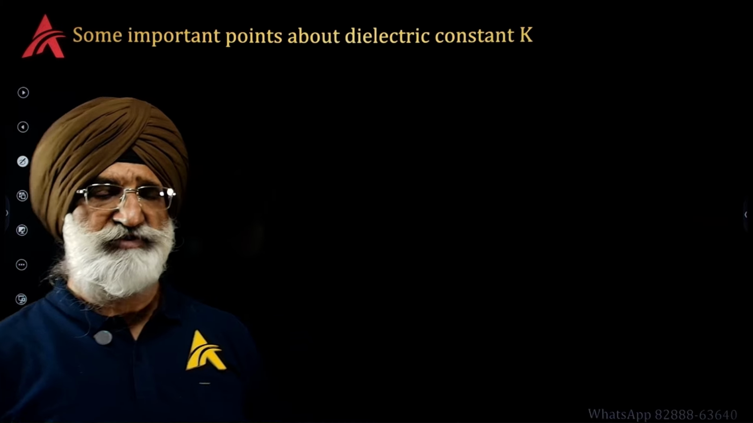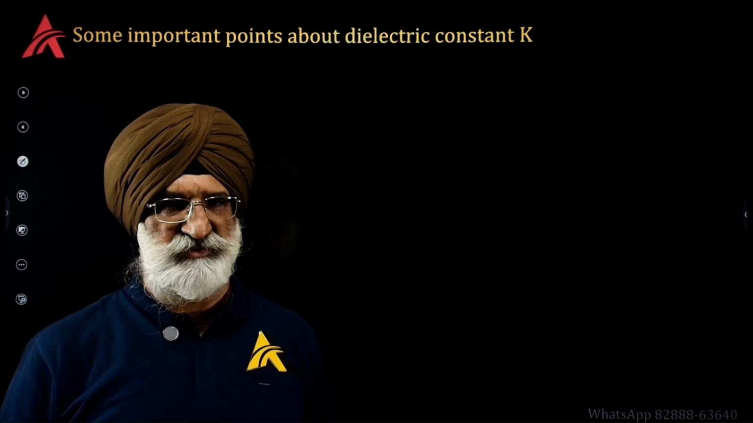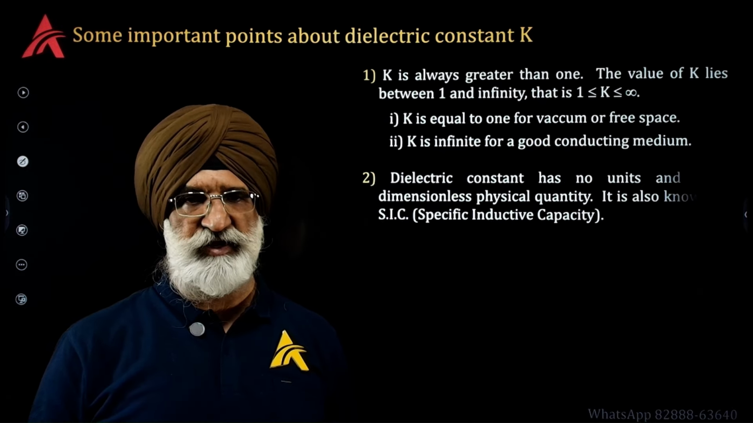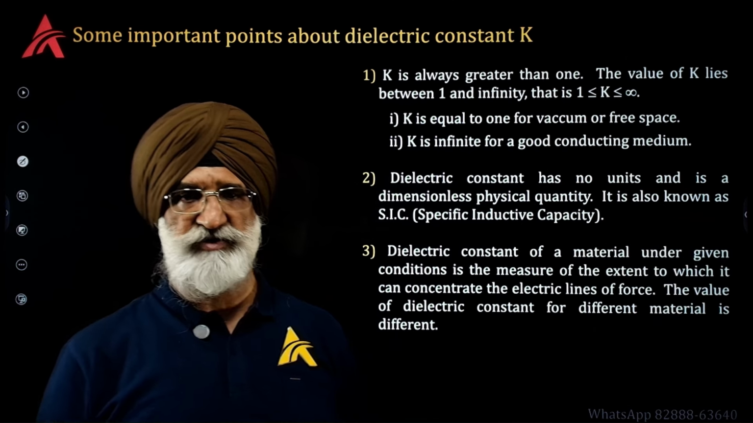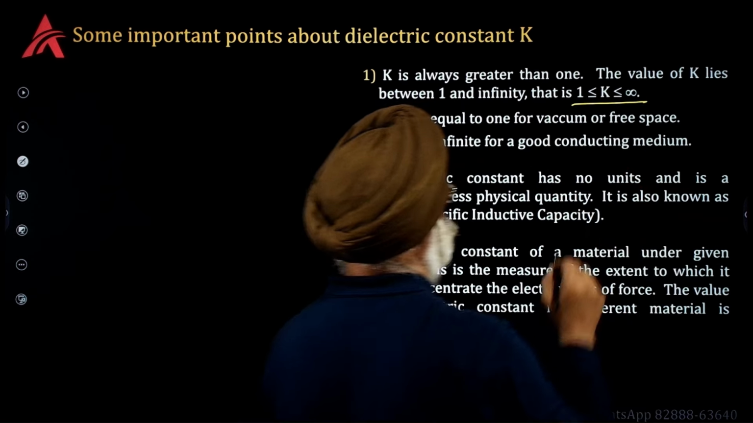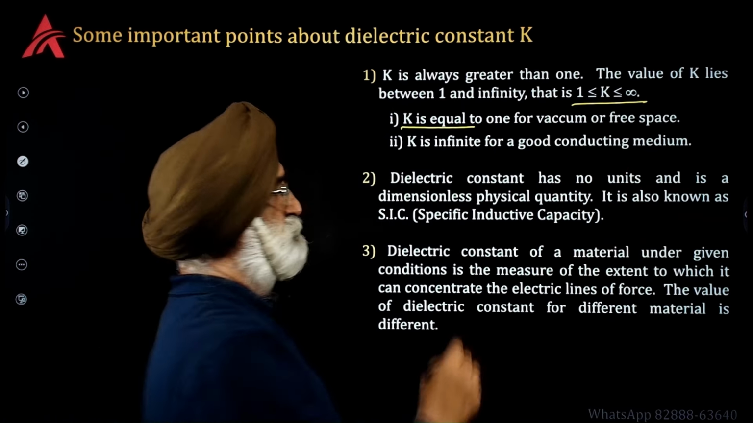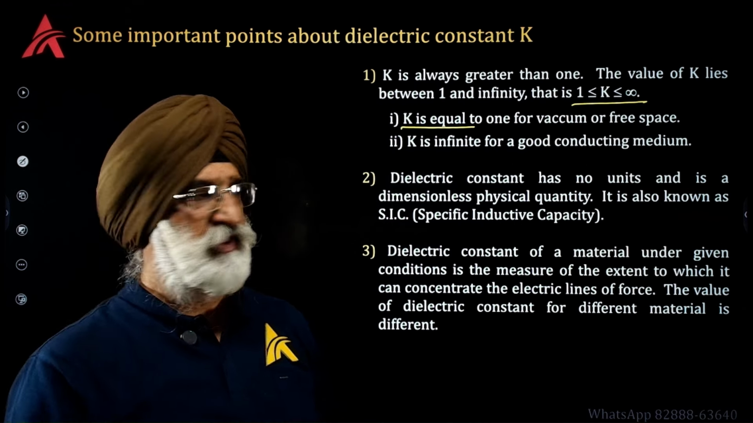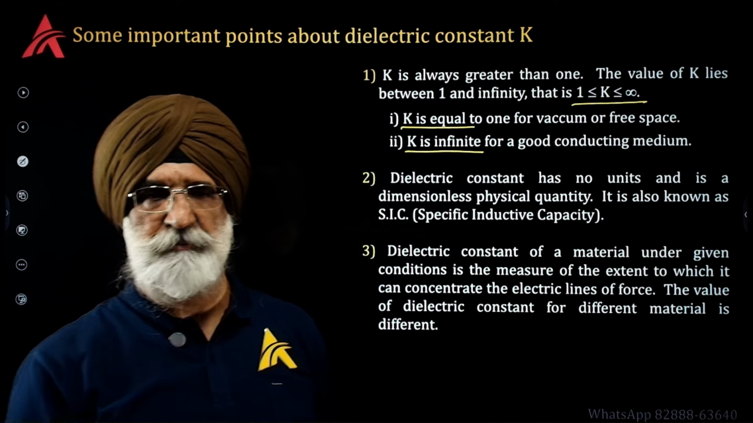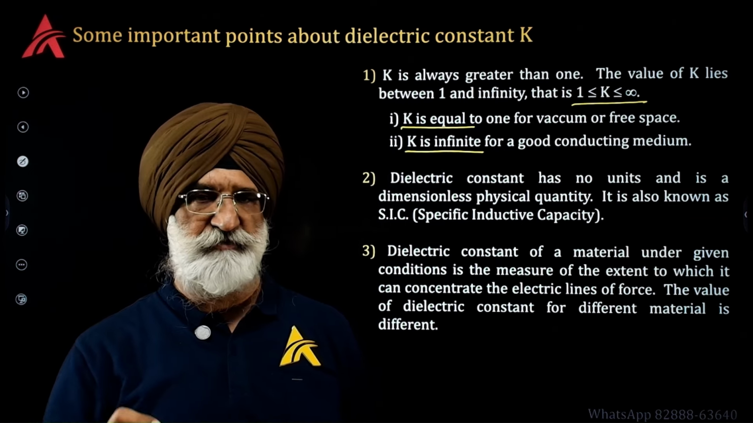Now there are a few things which are important as far as dielectric constant is concerned. First, what are the different values it can have? Dielectric constant can have a value between 1 and infinity. The minimum value is 1, which is for vacuum or free space, and the maximum value is infinity, which is for a conducting medium. All other mediums will have values between 1 and infinity.